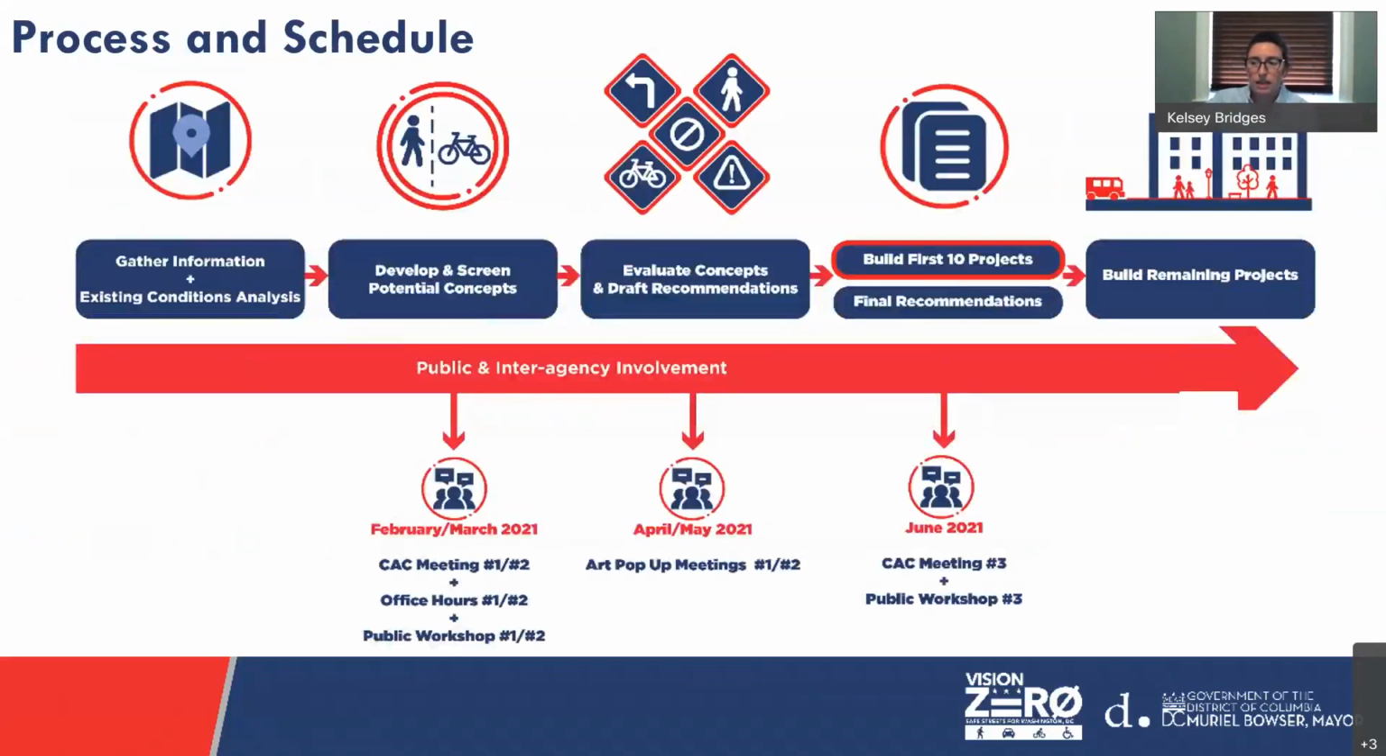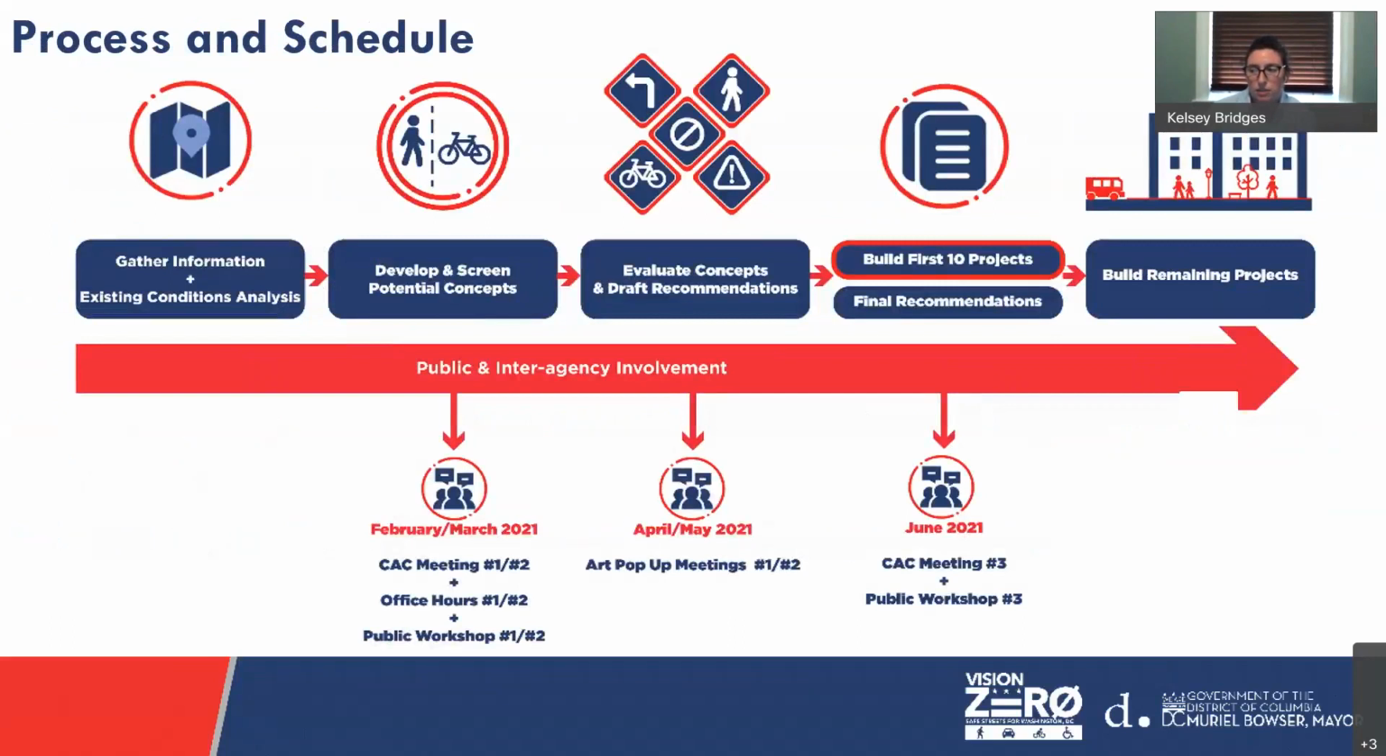Here's a recap of the process and schedule thus far. The first public meeting was held February 16th, where we received feedback on safety concerns and encouraged attendees to utilize the online survey and interactive map to pin specific intersections.